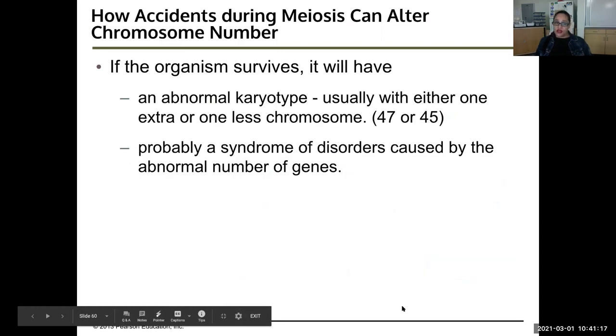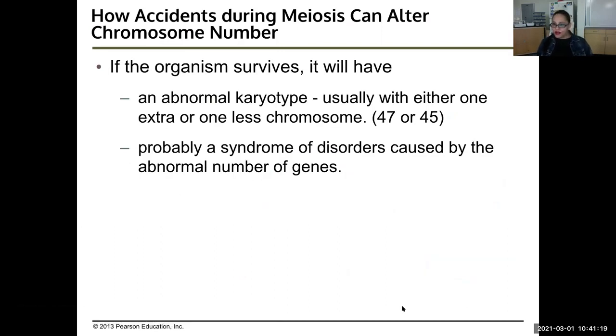If an organism survives, it will have an abnormal karyotype, usually with either 1 extra or 1 less chromosome, 47 or 45. And that child will end up with a syndrome of disorders caused by the abnormal number of genes.